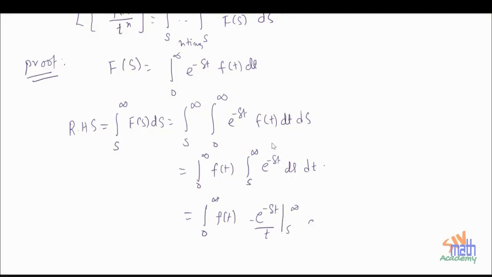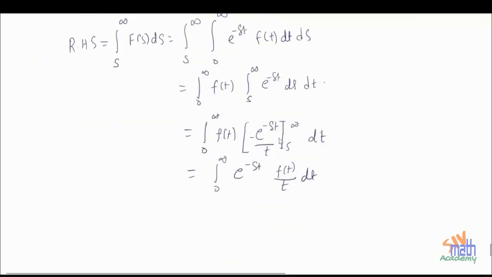Of course, when you put infinity, that will be 0. So totally it will come out to be integral 0 to infinity e power minus st f of t by t dt, correct? This is nothing but L of f of t by t, and this is your LHS. This is how you prove the result.